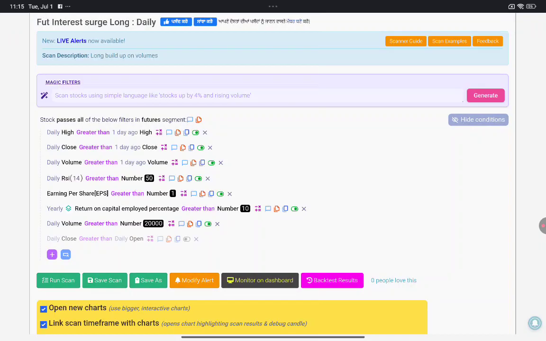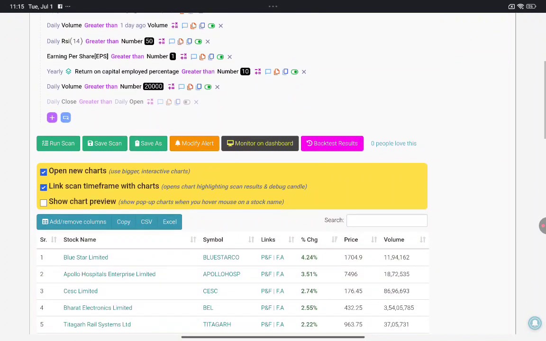I have also put one additional condition that the daily close should be greater than the daily open, which means the candle should be green. I have disabled this, but you can also enable it. This will give you green candles only. Now let's see some of the stocks.